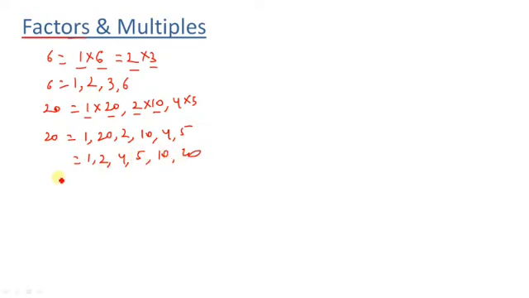Now, suppose I write 3. 3 can be expressed as 1 into 3. Is there any other way to express 3? No. So 3 has only two factors, that is 1 and 3. Suppose I write 5. It is only 1 into 5. It means the factors of 5 are 1 and 5 only.